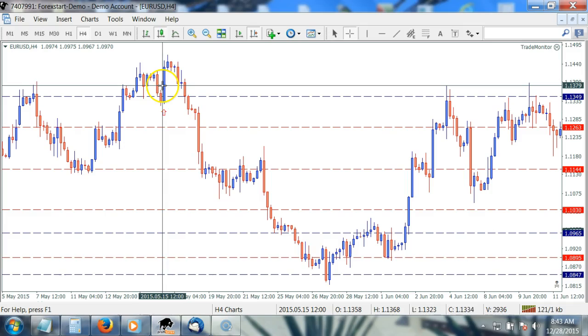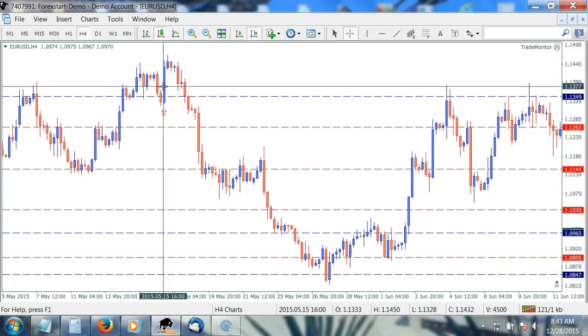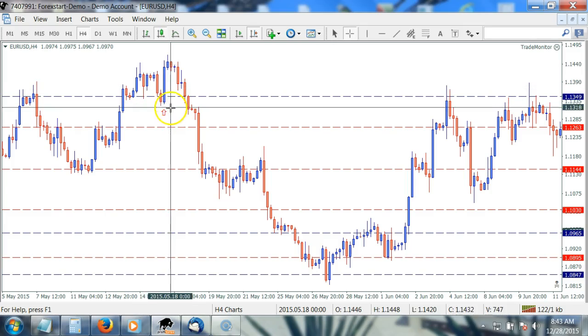The low on the preceding candle is 1.1323, and the low on this bullish candle here is 1.1328. So it is 5 pips higher than the preceding candle, and that makes it a disqualifier for the big shadow. Again, today's topic is on busted big shadows, and you can understand why.